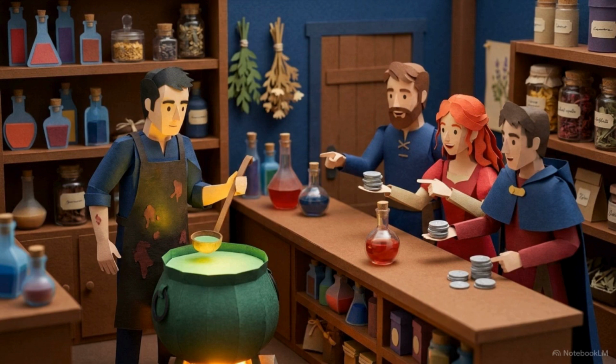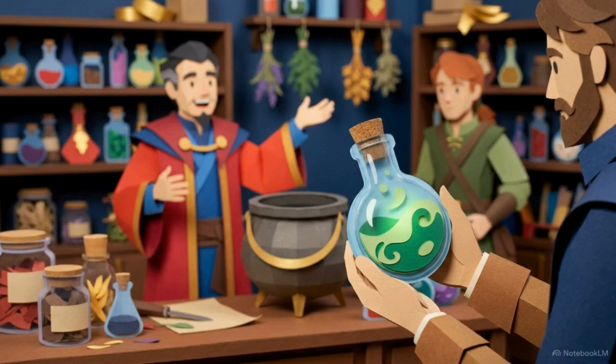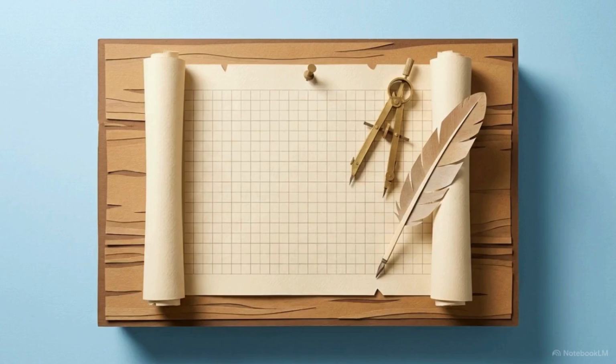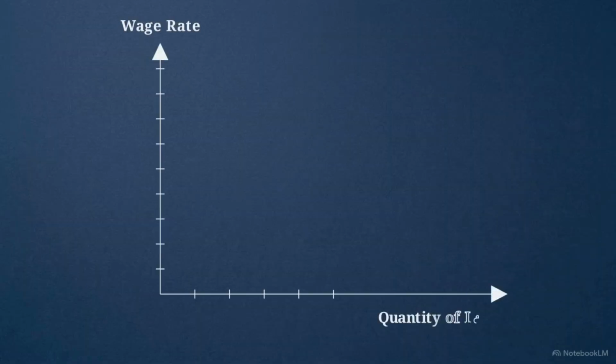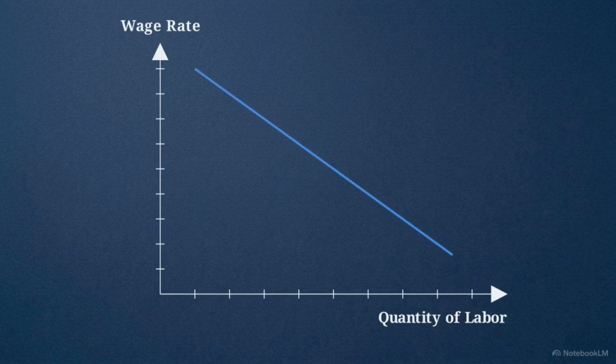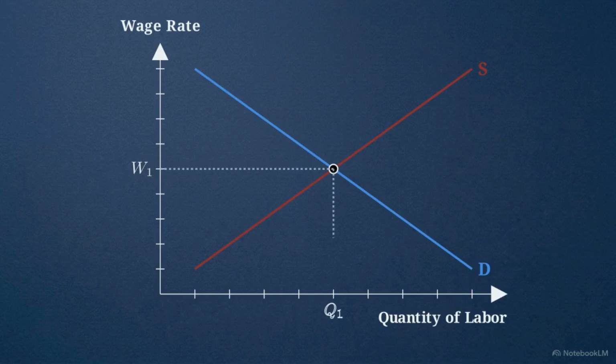An apothecary owner hires potion makers because customers are demanding the potions they brew. This is derived demand. Employers only need labor because shoppers need the final product. We can track these invisible forces, what shoppers want to buy and what workers can provide, using a visual market dashboard. We measure wage rate on the vertical axis and quantity of labor on the horizontal. We map a downward-sloping blue line for employer demand and an upward-sloping red line for worker supply. They cross at equilibrium, determining the baseline wage, W1, and workers employed, Q1.